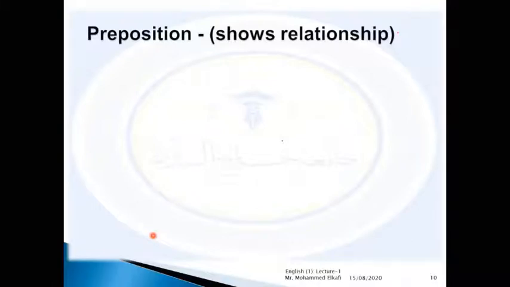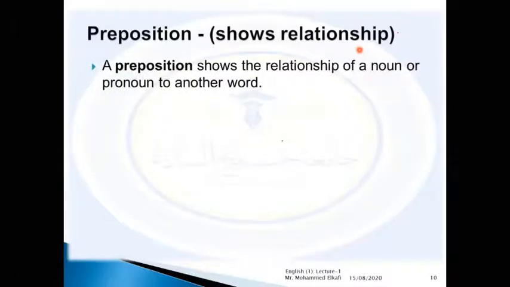The next part of speech is preposition. It shows relationship. In the definition, you can say a preposition shows a relationship of a noun or pronoun to another word. So a preposition shows relationship or connection between what? Between a noun or pronoun and another word.